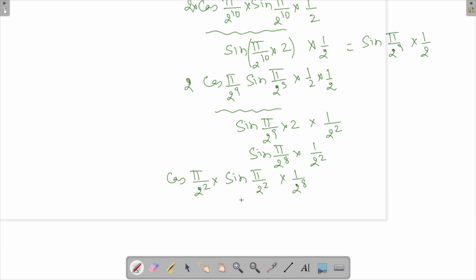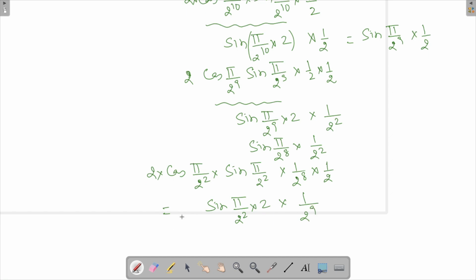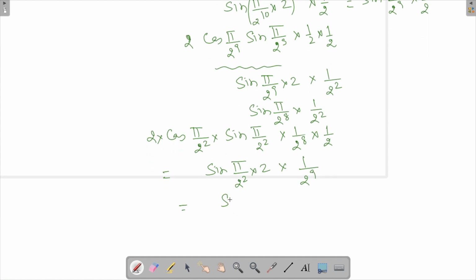Now again, we will solve this last bit by multiplying by 2 and dividing by 2. This expression will become sine pi upon 2 square into 2, and this will be 1 upon 2 raised to the power 9. Now this expression will become sine pi by 2, into 1 upon 2 raised to the power 9. So this will become 1, and 2 raised to the power 9 is 512. So 1 upon 512 will be your answer.